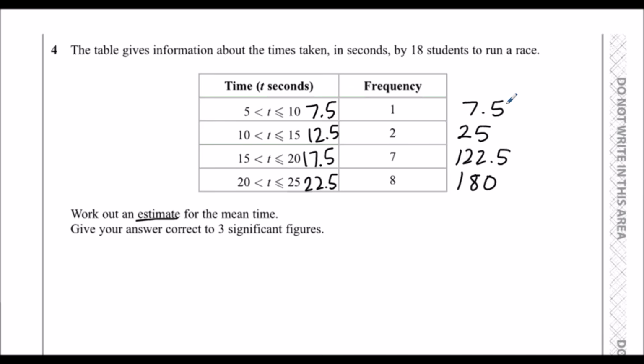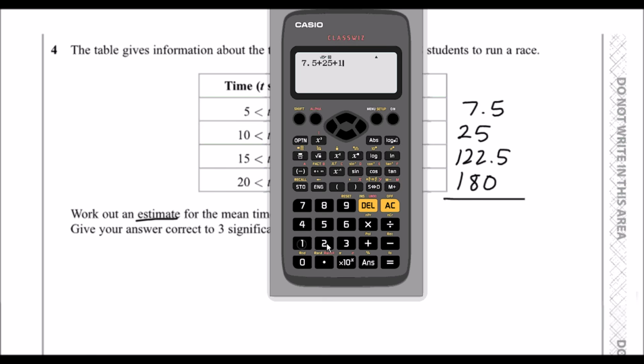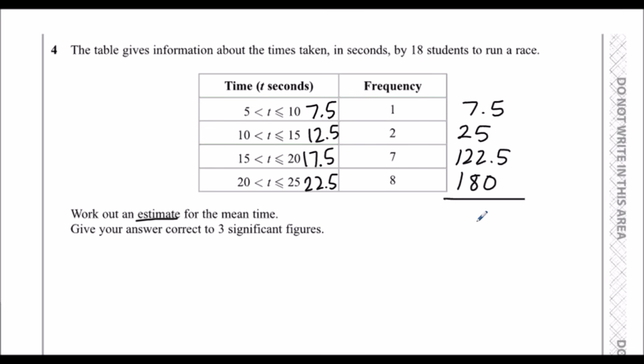So to add them all up, we're adding down now. So 7.5 plus 25 plus 122.5 plus 180 gives us 335. So that's the total. That's 7.5 plus 12.5 plus 12.5 plus 17.5 plus 17.5, 7 times, plus 22.5 plus 22.5 and so on. So they all add up to 335.